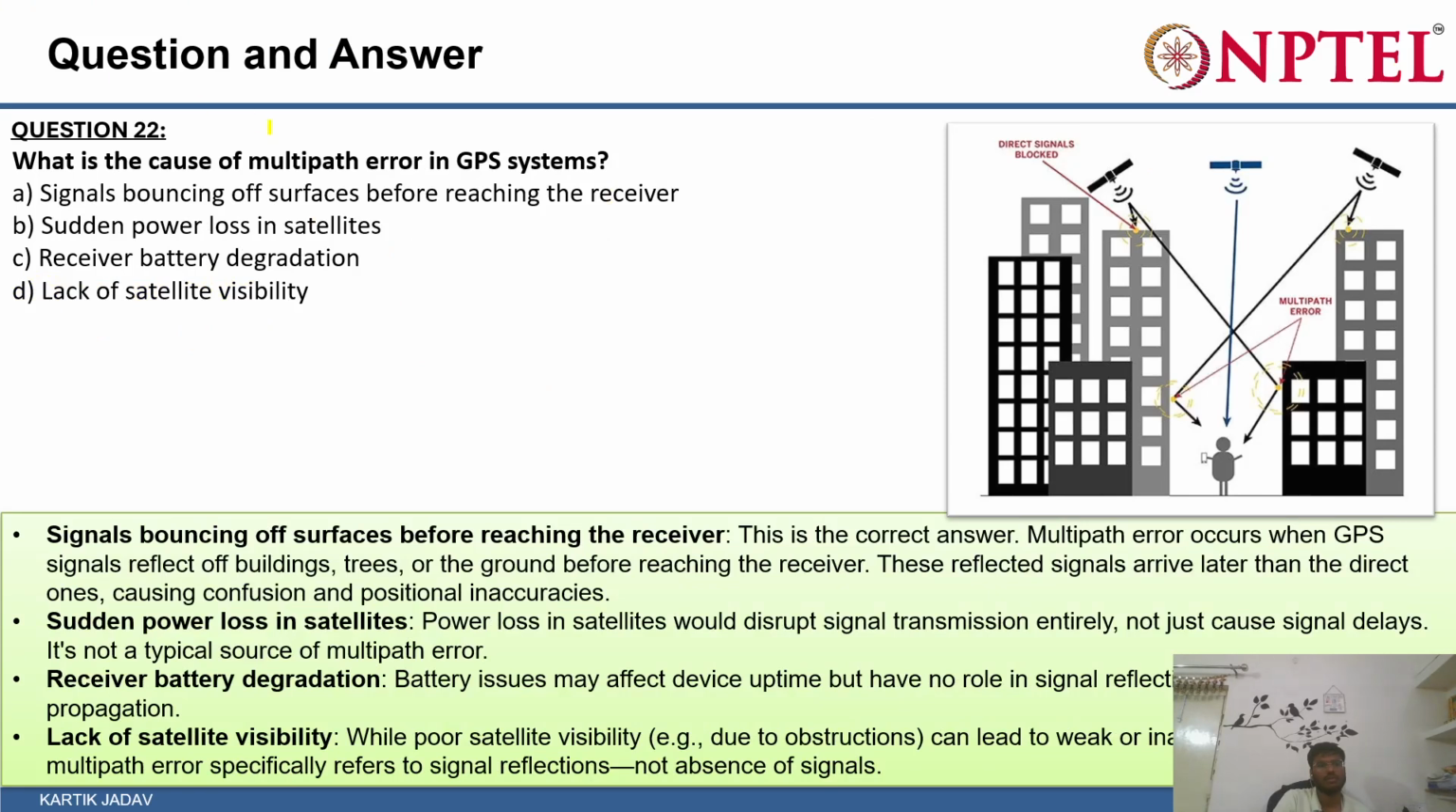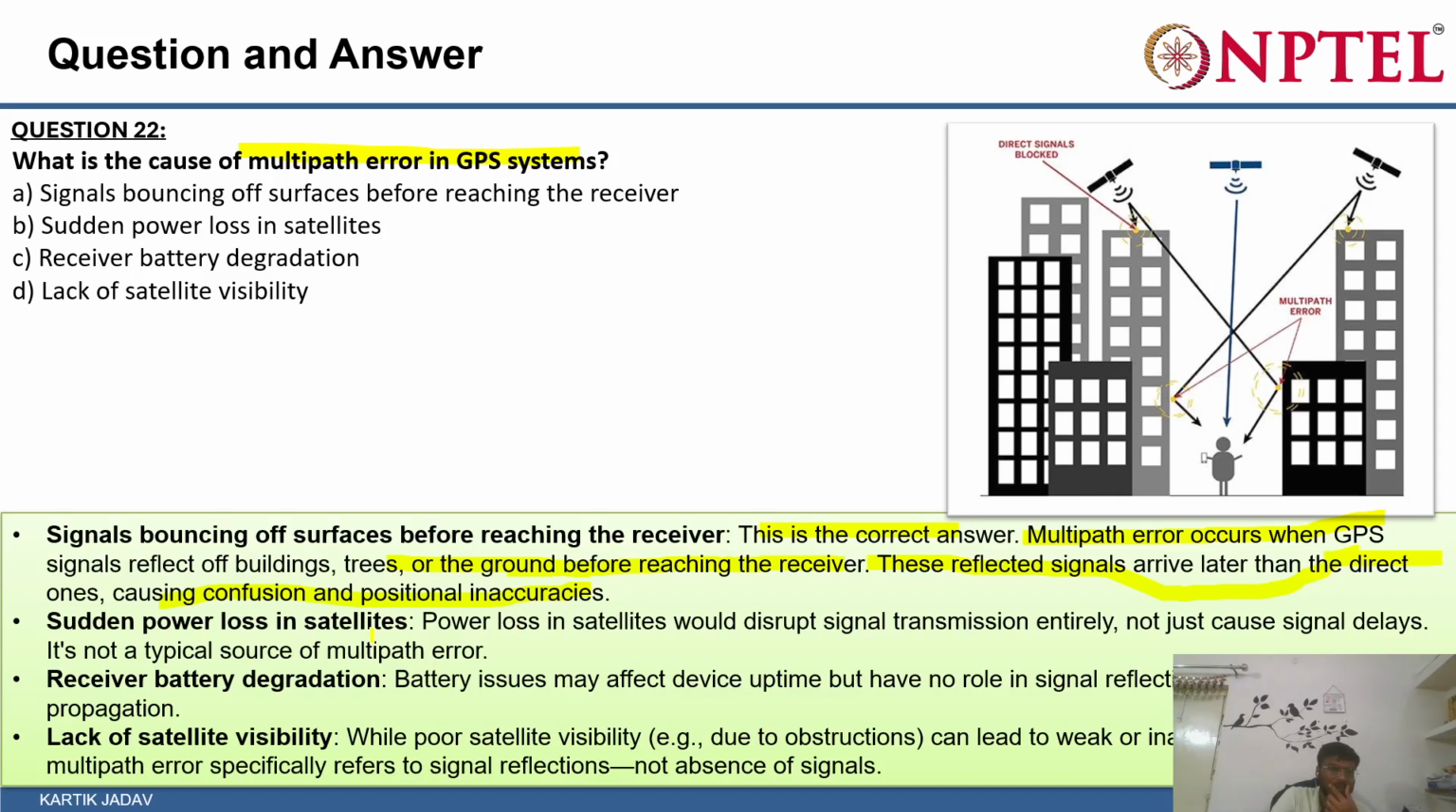What is the cause of multipath errors in GPS system? So we know that multipath errors are signals bouncing off surfaces before reaching the receivers. This is the correct answer because multipath errors occur when the GPS signal reflects off buildings, trees or ground before reaching the receivers. These reflected signals arrive later than direct ones, causing confusion and positional inaccuracy.